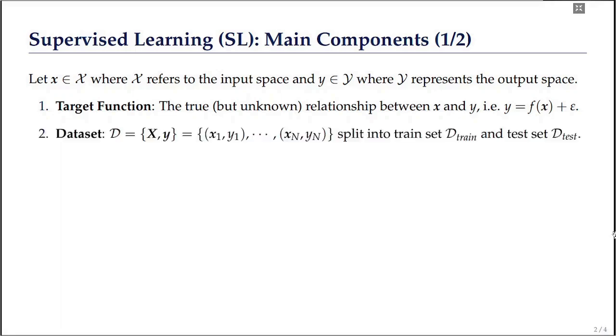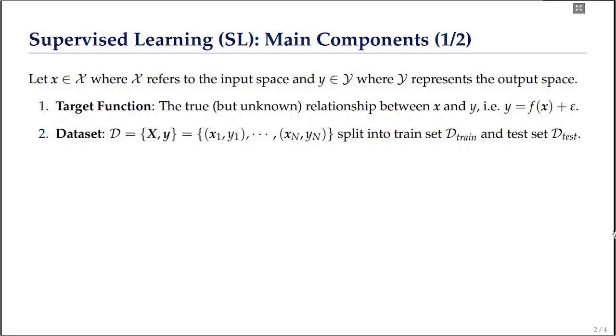The second main component is datasets, consisting of labels, and usually this dataset is split into two for two different purposes. The first set is called the train set and the second is called the test set. The train set is used to train the model that can approximate the target function, and the test set is used to evaluate the performance of the trained model for unseen data, or for datasets that are not used for training.